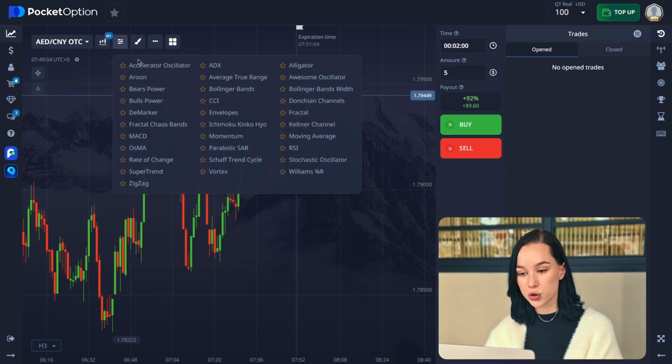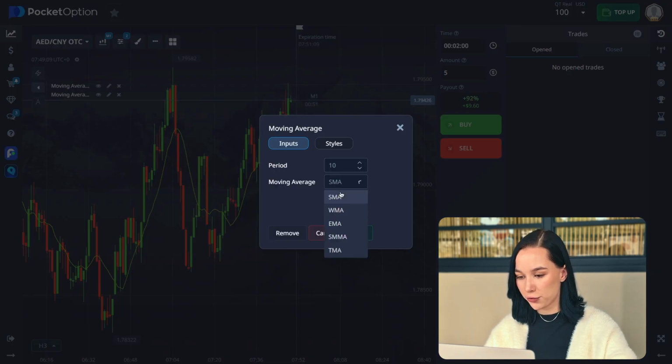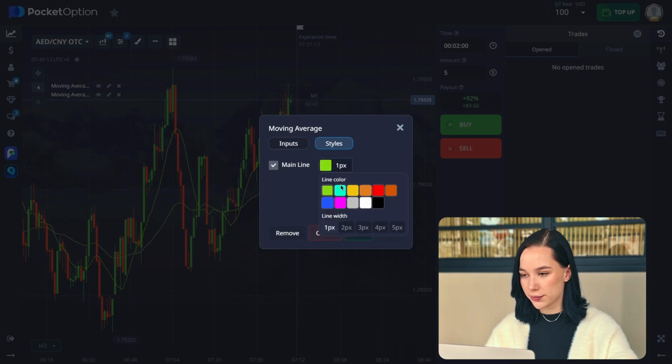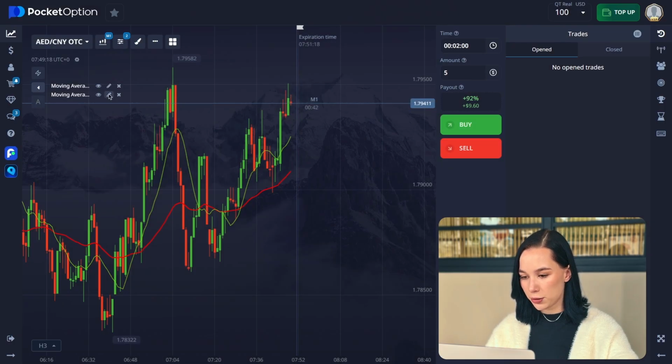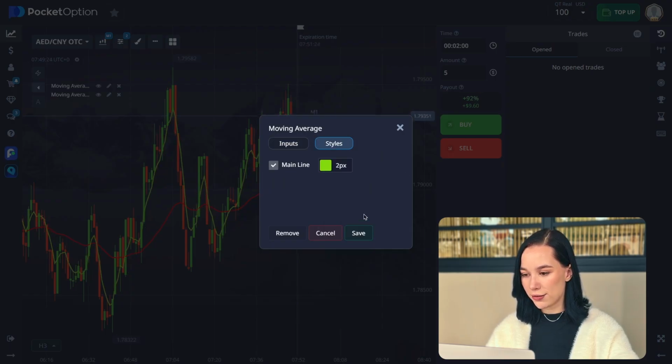But firstly, we need to choose the indicators, two moving averages. The first one with the period of 50 EMA. We change the color to red. Click save. And the second one also EMA with period 5 and green color. So we click save. Okay, perfect, we have it all.